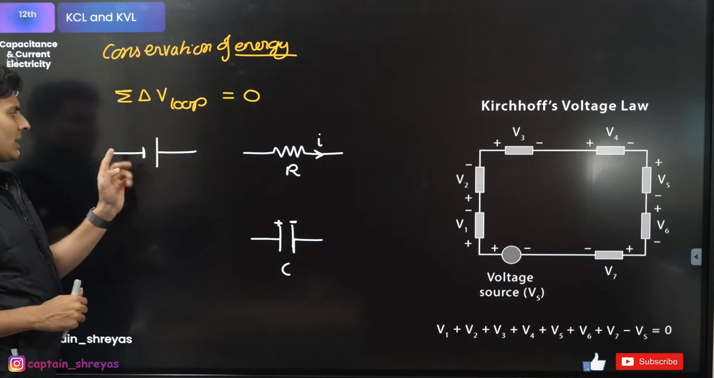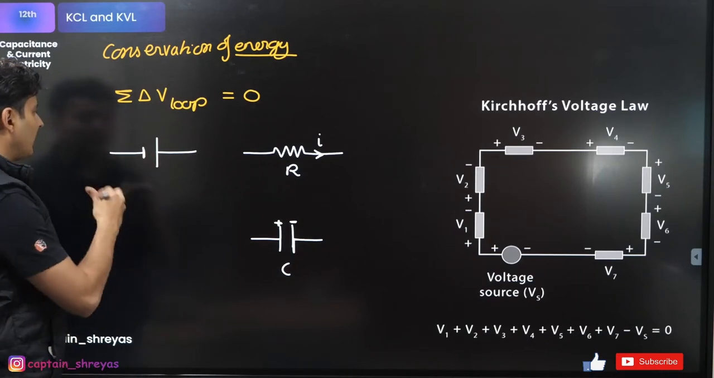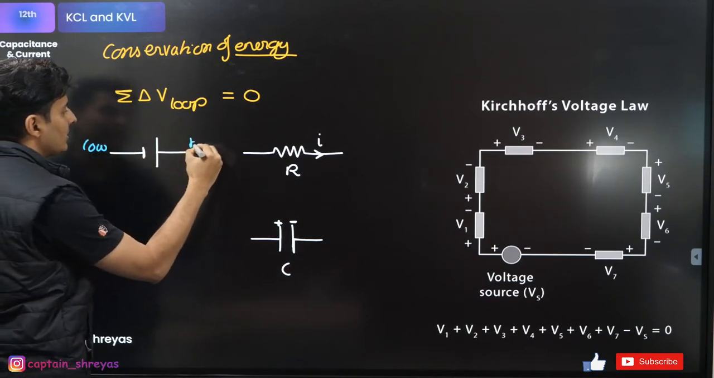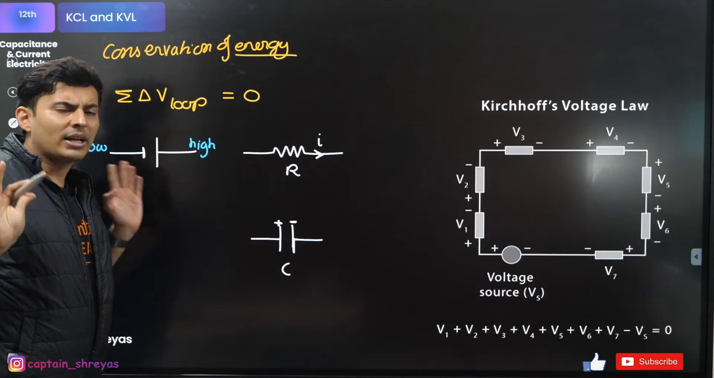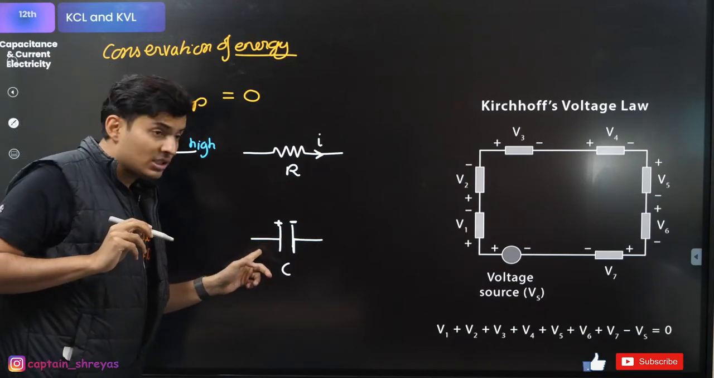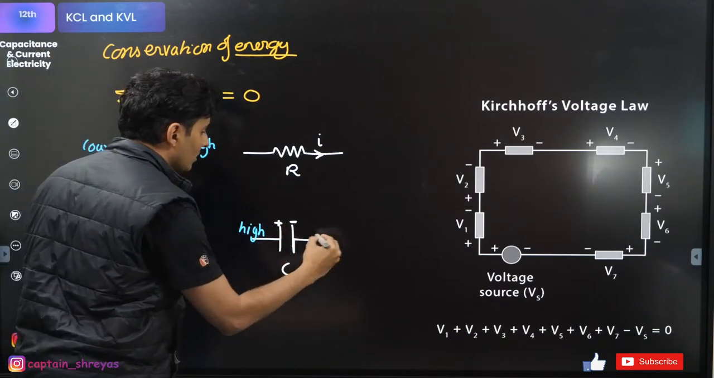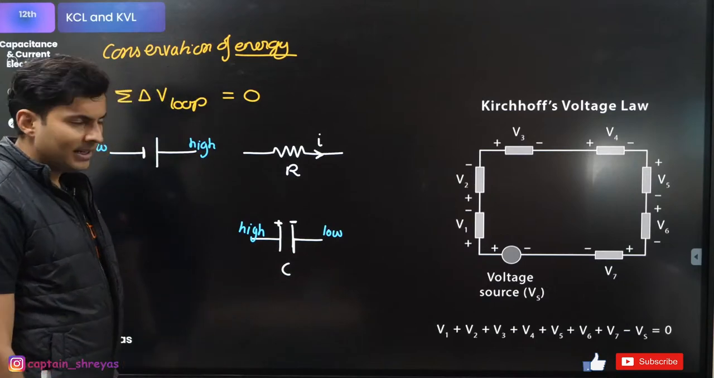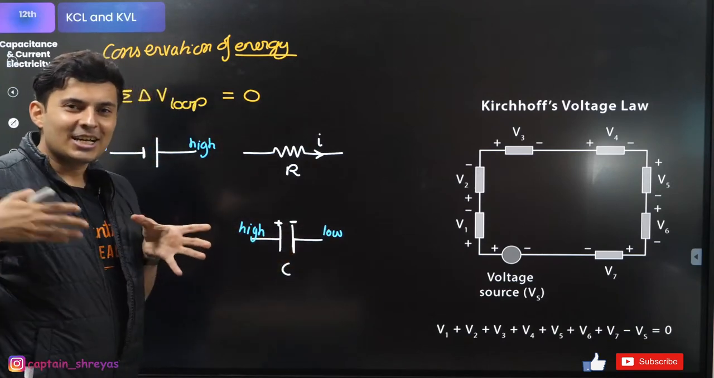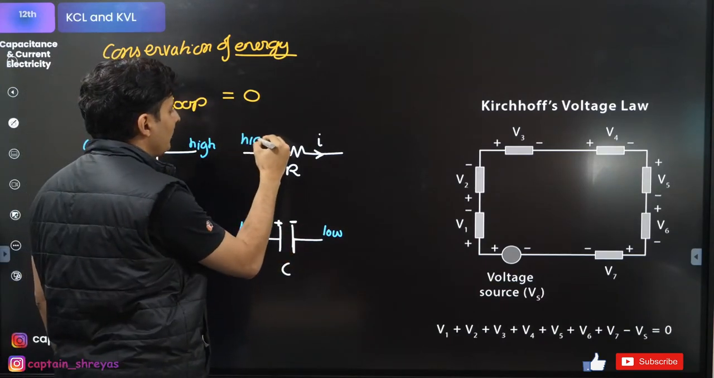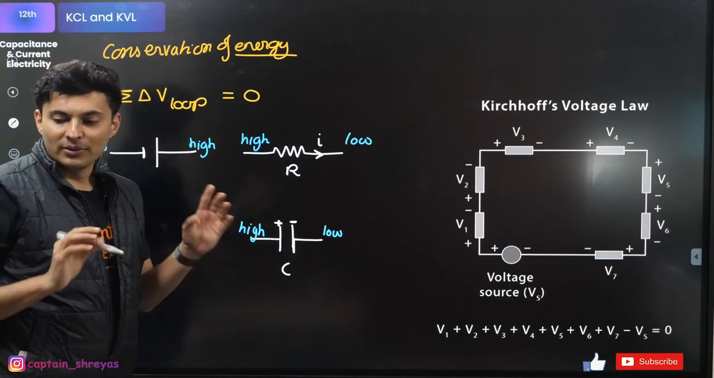First thing, in a battery, this is low voltage, this is high voltage, yes or no? This is negative, this is positive terminal. So, this is low potential, this is high potential. Just mentally picturize this. Initially, you might write it down also. It's okay if you are writing it down. In case of a capacitor, this is high voltage, this is low voltage, plus, minus. Perfect. In case of a resistor, current always flows from high voltage to low voltage. Mentally picturize this. That's all you need.